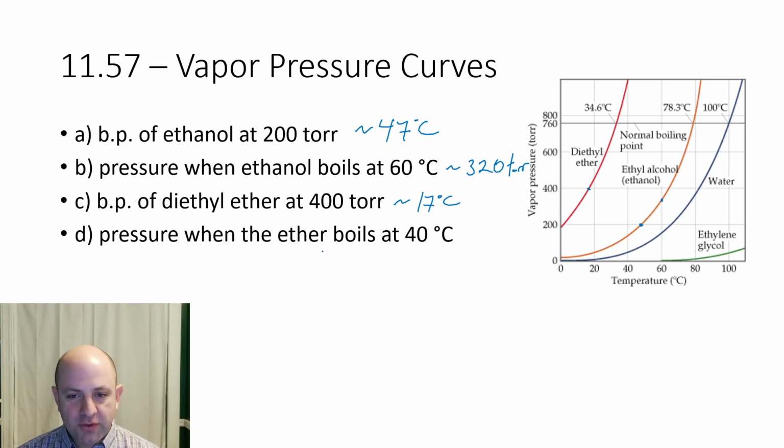And then what's the pressure when the ether boils at 40? Well, there's 40. We follow it all the way up, and it looks like that's right here at the top. Well, 2, 4, 6, 8. That looks like about 1,000 torr at the maximum of the chart there. But if you ever have questions about vapor pressures, that's all you have to do. Either take the pressure they give you and find the temperature, or take the temperature they give you and find the pressure. It's just reading a graph.